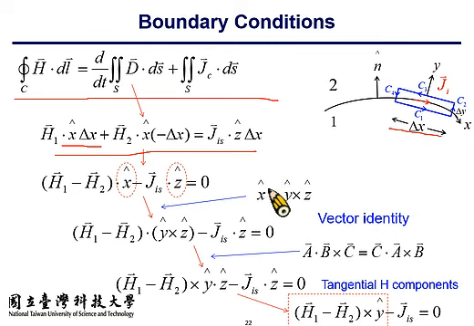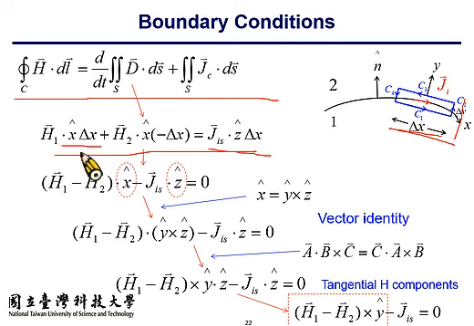On the other hand, for the surface current J, you only account for the component that is perpendicular, that is normal, to the blue rectangle. So this is the x-axis, this is the y-axis, so you only account for the z component. That's the reason why on the right-hand side of the equal sign you have J_is·z.